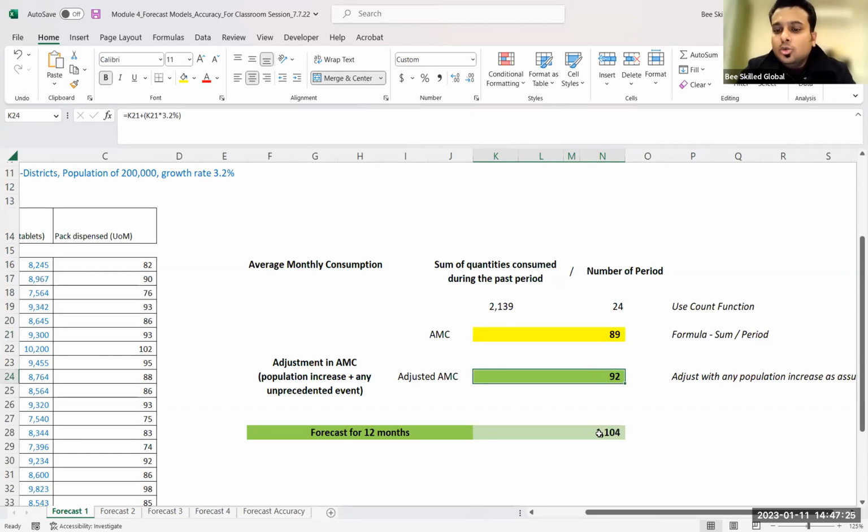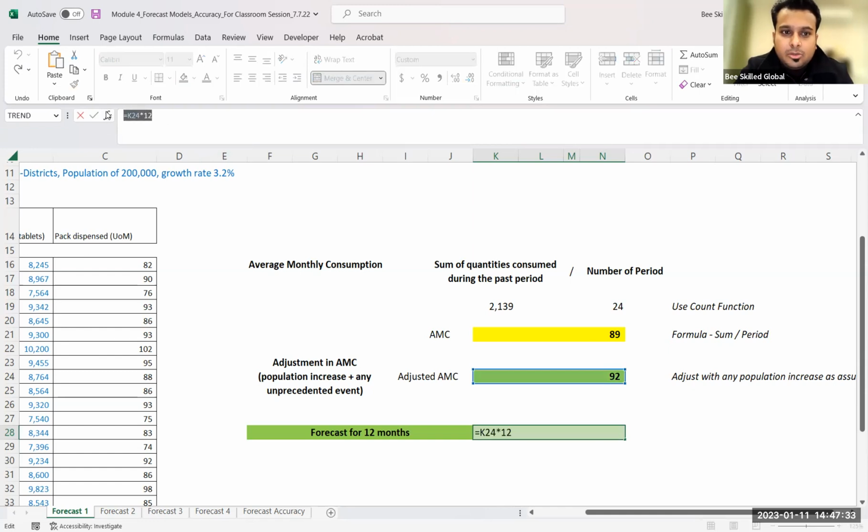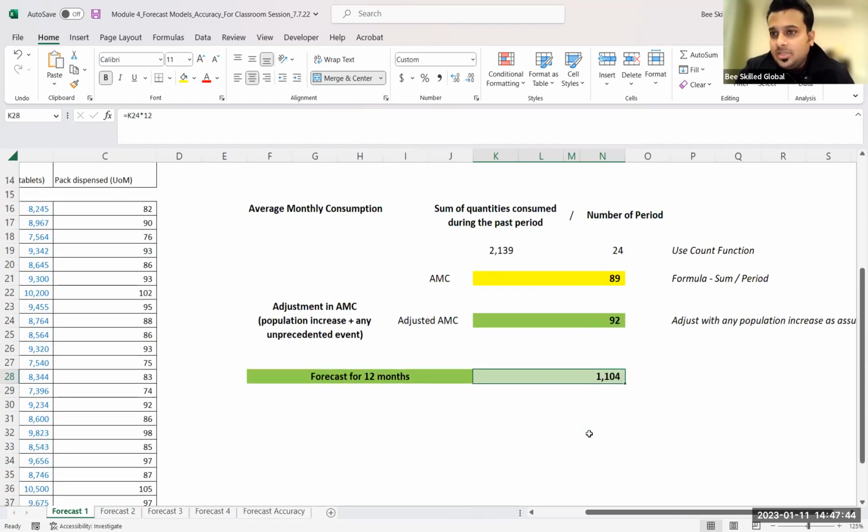And we use that 92 to prepare the forecast. If you see here, this is the formula. If we multiply 92 by 12, we get the forecast for the next 12 months. Very simple. So our assumption is that we will need 1,104 packs of ciprofloxacin tablets, 500 milligrams, in the next 12 months, based on the data from the previous 24 months. This is a very simple way of preparing a forecast for one product.